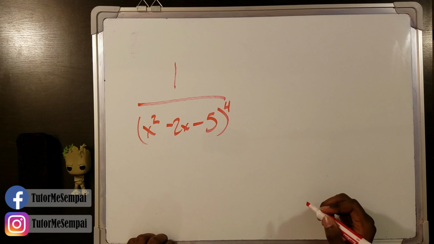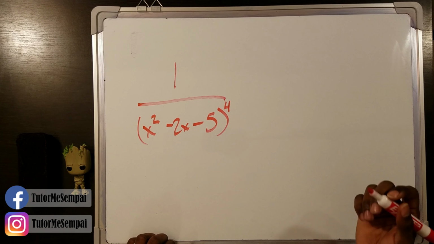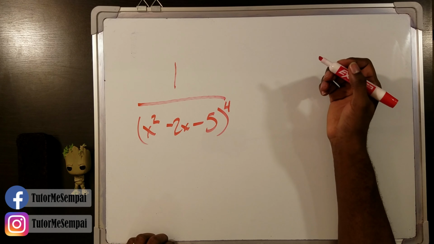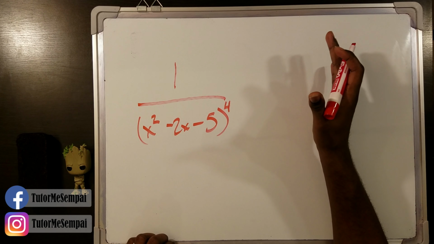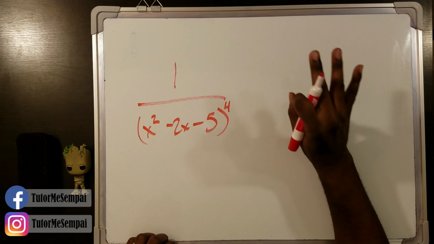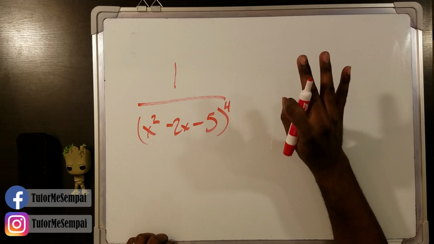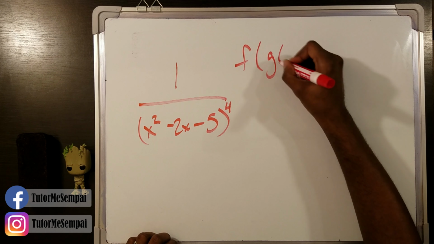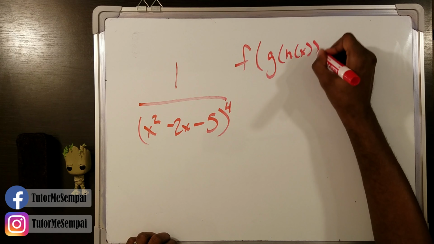Can we use a chain rule for this? Yes, you actually can. So what would be our functions here? This one might be a little tricky. We actually have 3 functions here. The chain rule is not just limited to 2 functions. You can have composite functions where it's f of g of h of x.